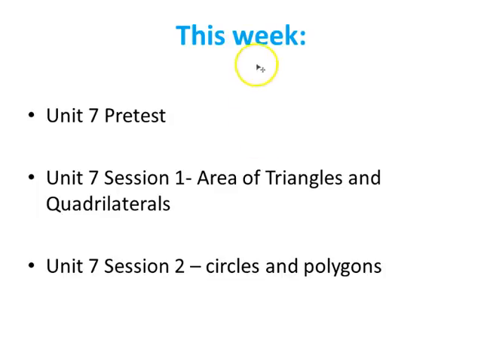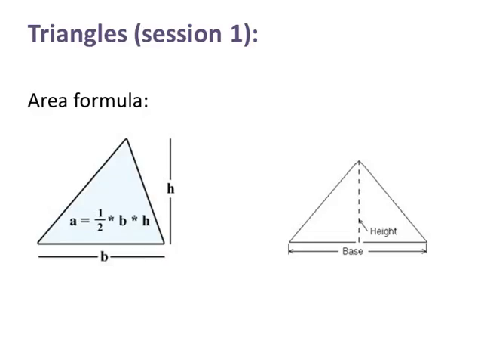So this week we are moving on to Unit 7, a fresh new unit. You're going to take the Unit 7 pretest. Remember, this is just for you to get a look at what you're going to be learning in Unit 7. So full credit for just completing it, no matter how you do. And then we're going to complete Session 1, which is about areas of triangles and quadrilaterals, and then move on to Session 2 about circles and polygons. So let's get going.